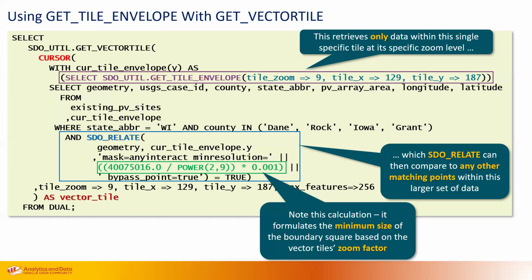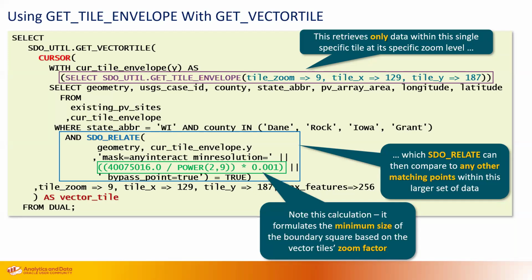We divide that by 2 to the 9th because we're at zoom level 9. And then for minimum resolution, this is just the way this one works, you multiply times 1/1000th. And that defines for SDO relate how close to look. In other words, there may be points in lower resolution, but I don't care about those. I just care about the ones that would be at this resolution. So this is another example of how you might pair get tile envelope and vector tile.